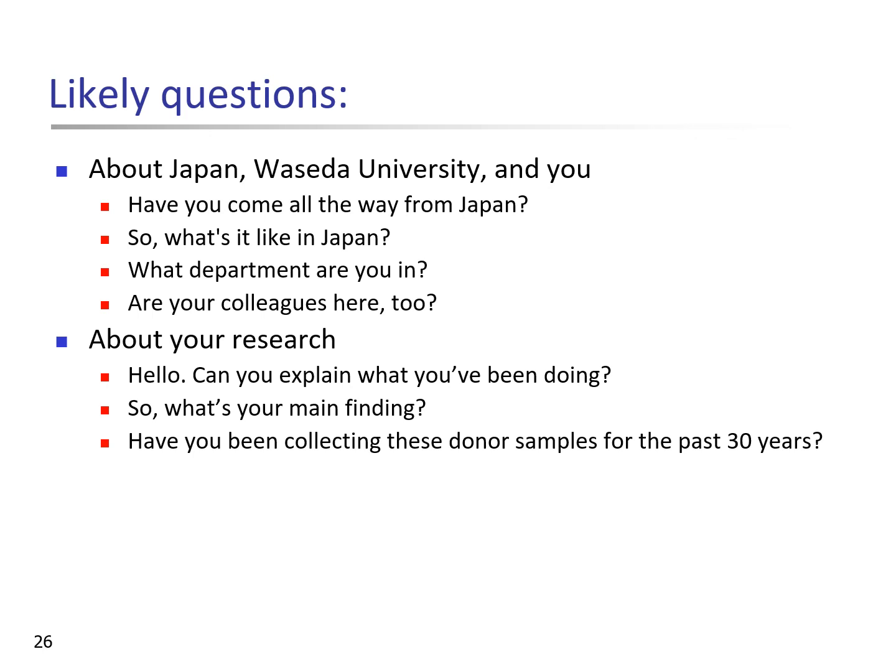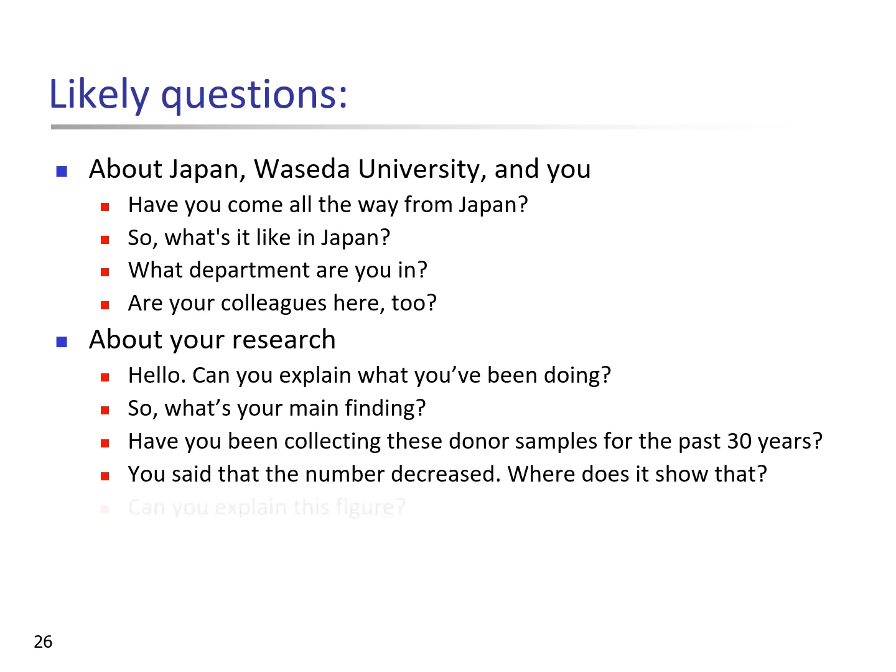Somebody could ask, have you been collecting these donor samples for the past 30 years? And then this is a chance for you to explain a little bit more of the methodology. Somebody may say, you said that the number decreased. Where does it show that? And here's a chance for you to just point at the poster and perhaps a figure or a table that explains that information, and then you can expand on this.